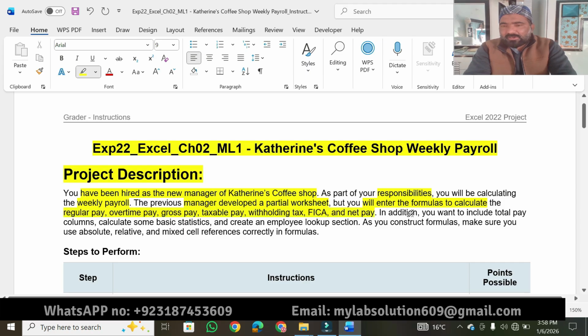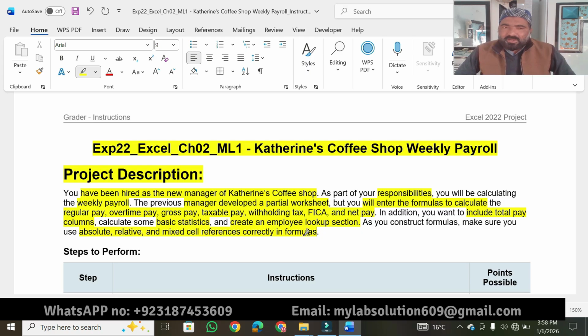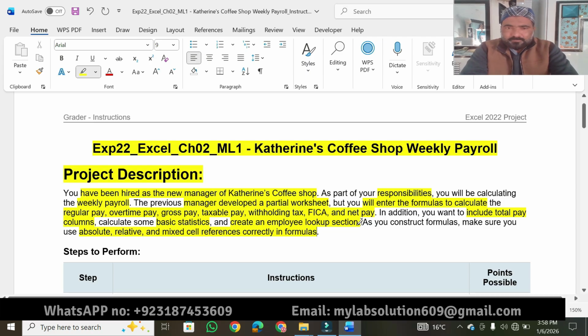Okay, so in addition, you want to include total pay columns, calculate some basic statistics, and create an employee lookup section. As you construct formulas, make sure you use absolute, relative, and mixed cell references correctly in formulas. Okay, so all these are simply the project description. We have to read the project description so we can get an idea what we have in today's assignment and how we have to solve that one.